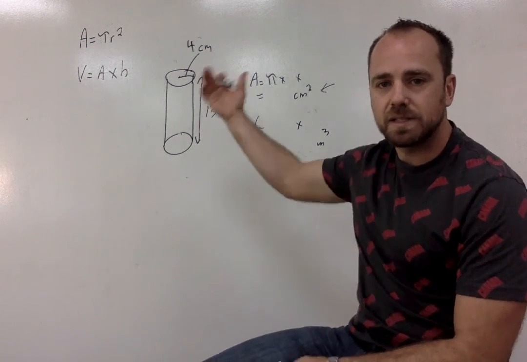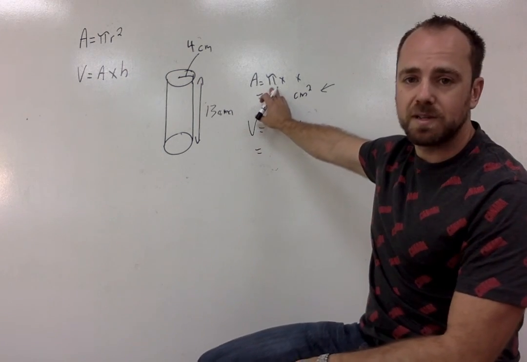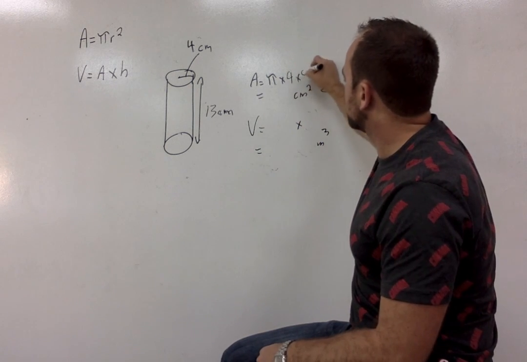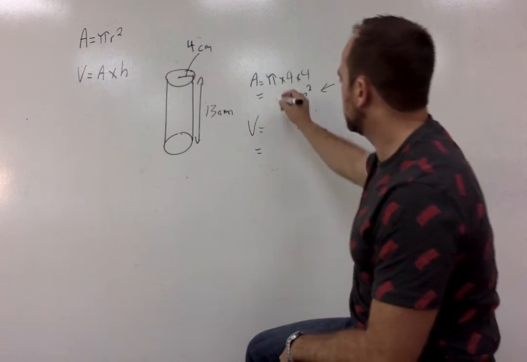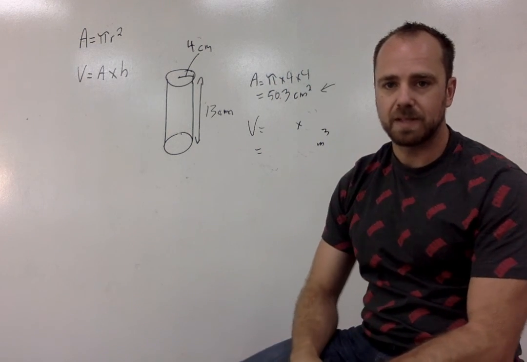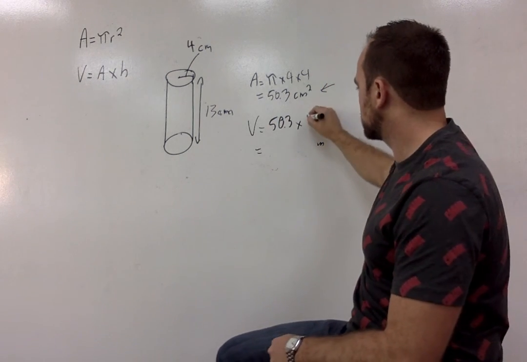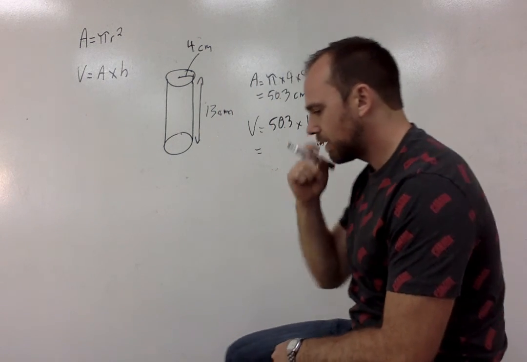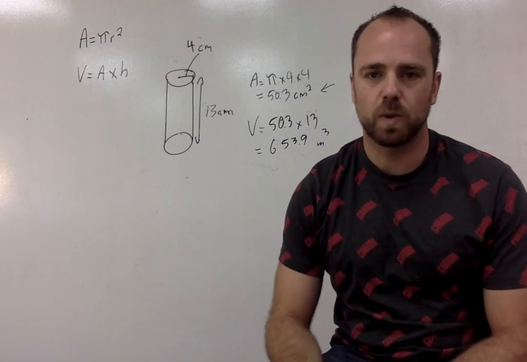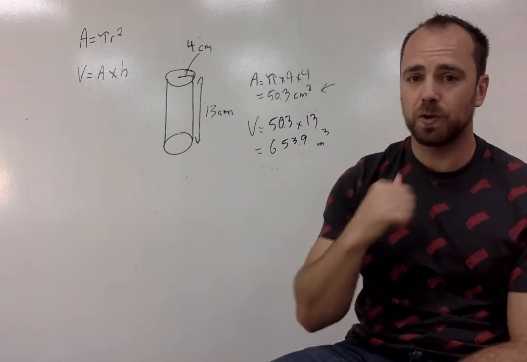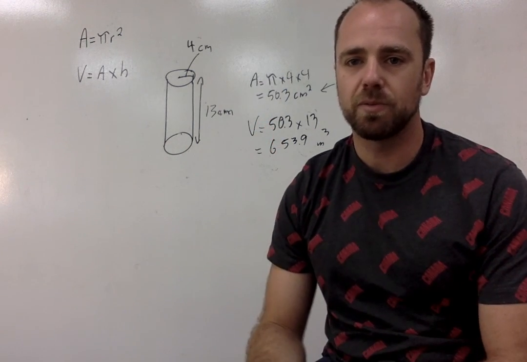I've erased the numbers I was previously using, and I'm just going to substitute the new numbers in. My area for my circle is pi times 4 times 4, so 3.14 times 4 times 4. The area of my circle is 50.3 centimeters squared. Now I'm going to have 50.3 centimeters squared times my height, which is 13. Times 13, my volume is 653.9 centimeters cubed. Just a reminder, when you're finding your volume, you take the area of your base and multiply it all the way through by your height.